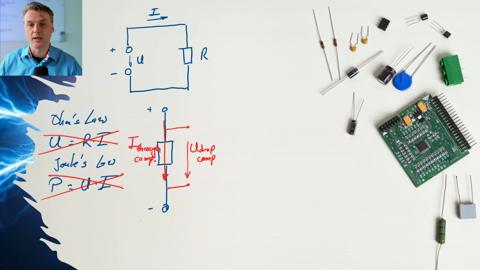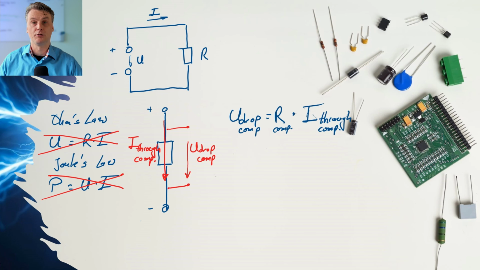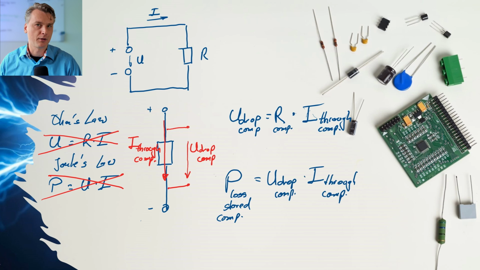Now we can rewrite those two equations. That means the voltage drop over a component is equal to the resistance of that component multiplied by the current going through that component. Similarly, power. Well, what power are we talking about? It's two kinds. Either it's power loss, meaning heat dissipated, or power stored in the component. And that again is the voltage drop of the component multiplied by the current going through that component. That's where most of the confusion comes from. So it's not the supply voltage, it's the voltage drop.